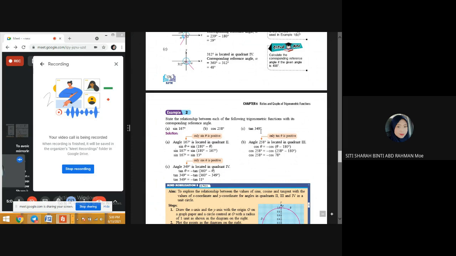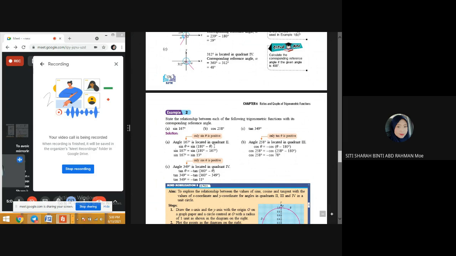So we want to use the corresponding reference angle. We have 167 in quadrant 2. If we want to find the corresponding angle, we will use 180 minus 167. So sine 167 will be 180 minus 167, which is sine 167 equals sine 13 degrees.